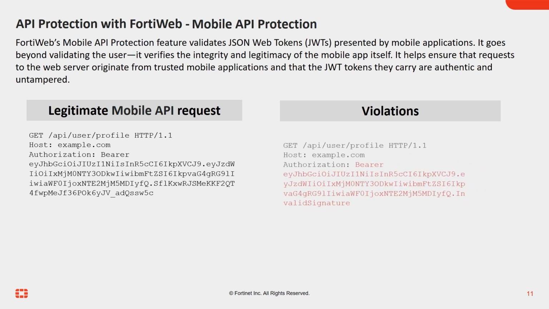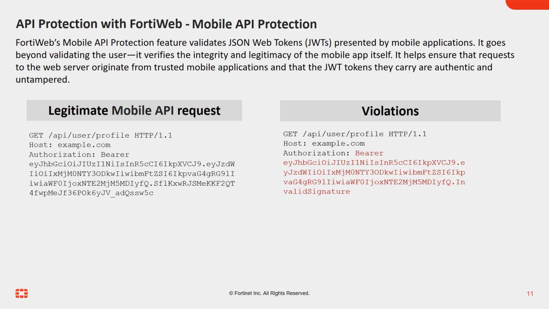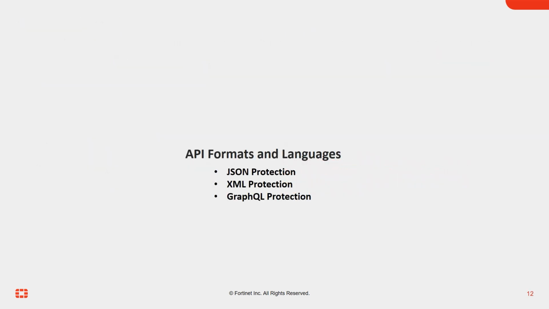If the JWT token is tampered with and results in an invalid signature, or the JWT token is with invalid claims or other situations where the JWT token is invalid, FortiWeb can detect it, flag the request as invalid token, and block it.